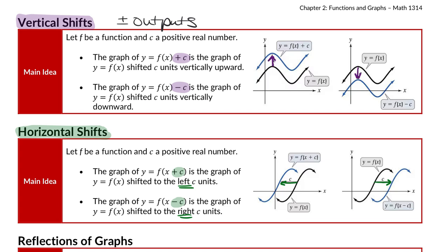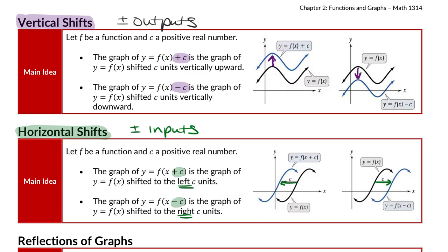Okay. What I want us to also write down here is that for horizontal shifts, we are adding and subtracting for the inputs. So vertical shifts, we add and subtract the outputs. For horizontal shifts, we add and subtract the inputs.